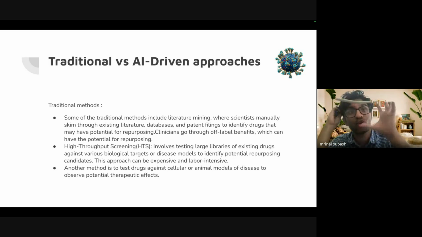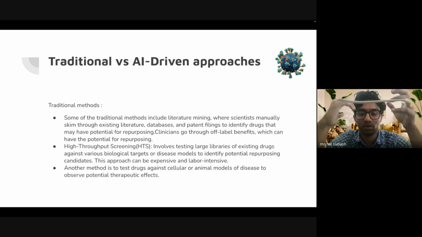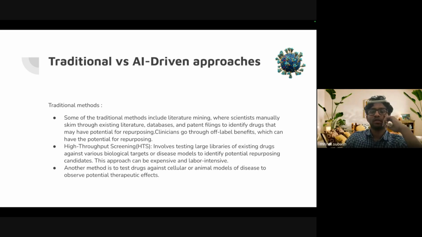It would have the most effect on, or would be most efficient at. So that is a trial and error kind of process. So this is very time consuming. And another method is testing drugs against cellular and animal models of the disease to observe potential therapeutic effects.